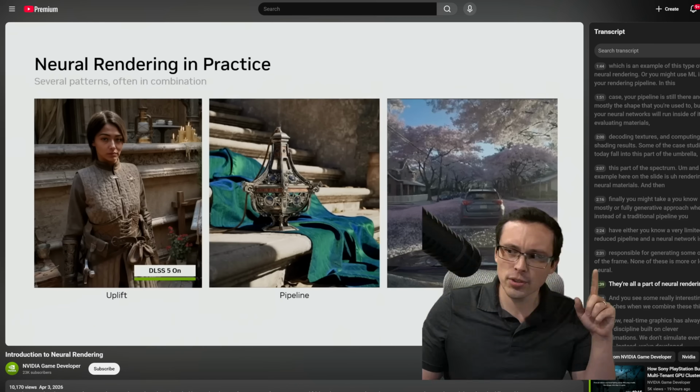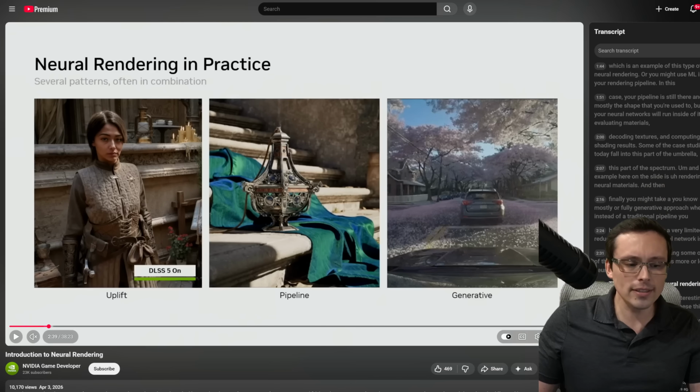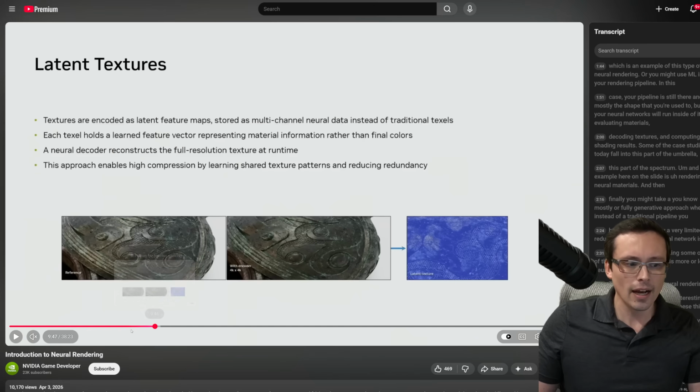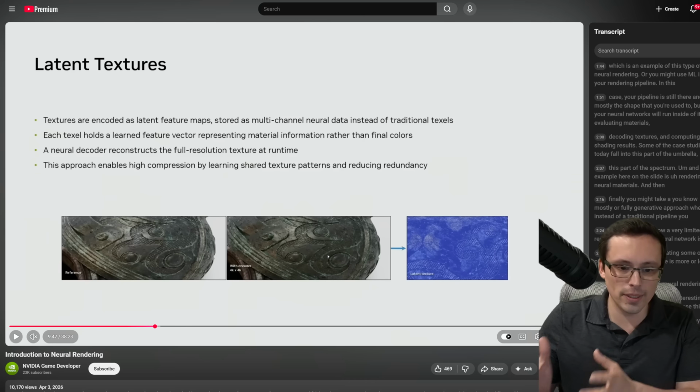Because when you're doing that within the traditional rendering pipeline, they are describing this as basically deterministic, like the developers can get the exact output that they're looking for.